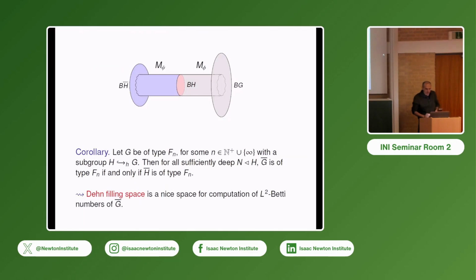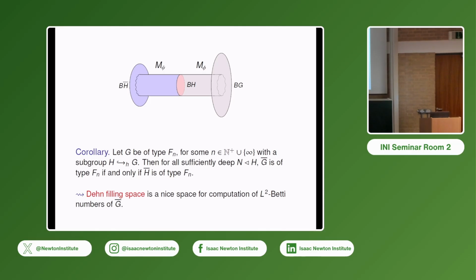Skip the proof of that. So one thing you can give is actually geometric finiteness properties, not just algebraic ones. The way you can do that is, if you know that G is of type Fn, meaning that it has a classifying space with finite n-skeleton, and if you have a subgroup H which is hyperbolically embedded, then for all sufficiently deep normal subgroups in H, the Dehn filling quotient is of type Fn if and only if H bar is of type Fn.